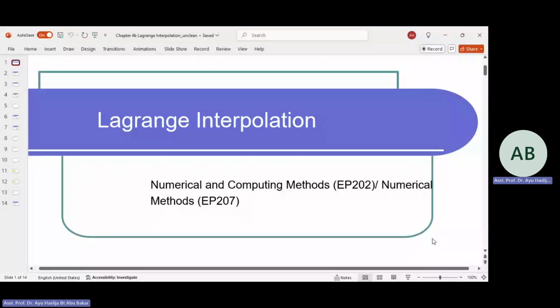Okay. Last class we had done Newton interpolation. I have uploaded the recorded session in CN. You can check for previous semester for the following chapters. Now Lagrange interpolation. Still interpolation, but using the Lagrange method.